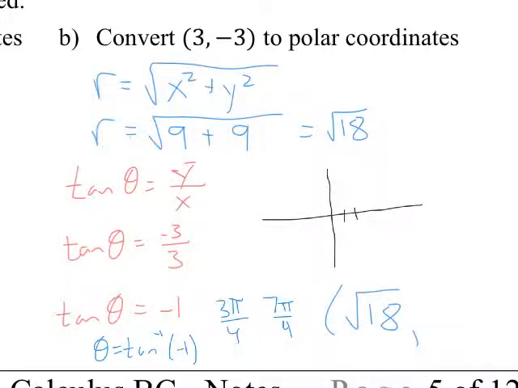Our xy pair is out 3 and down 3. So that tells me that we're at the 7 pi fourths angle. So that's the angle we want, and we get 7 pi over 4.